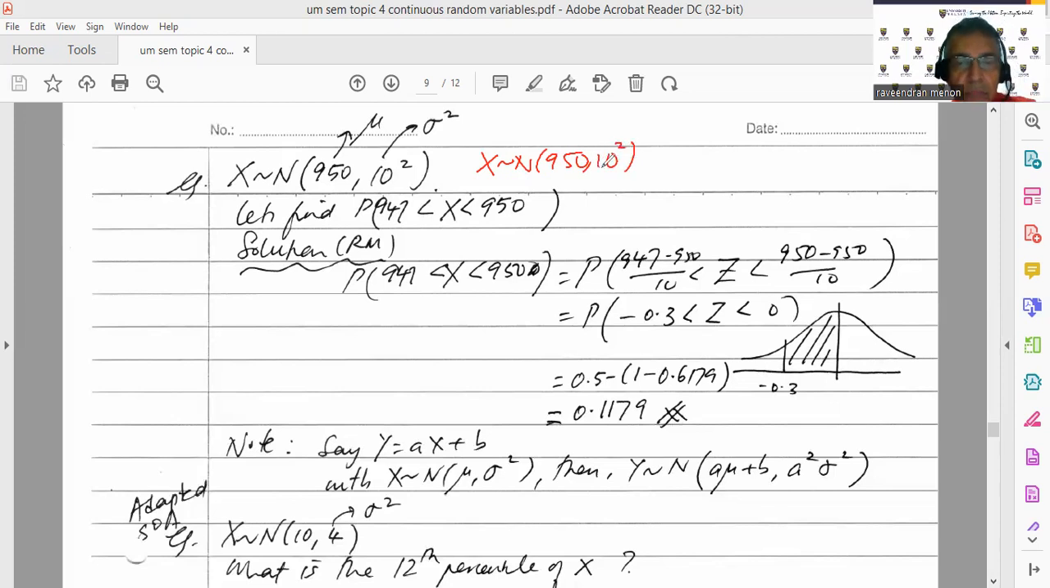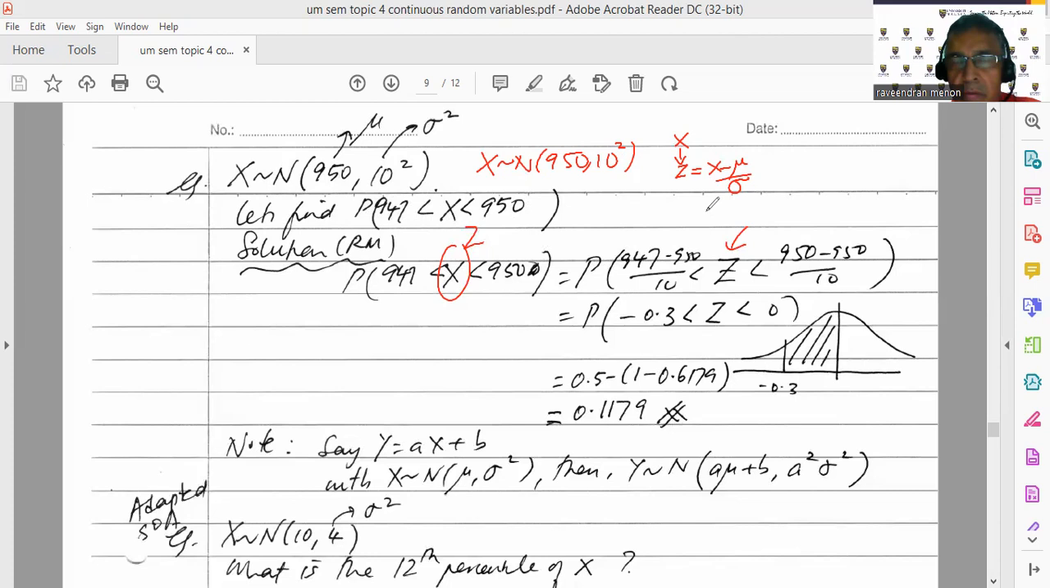Okay, good. You have to find the probability that X lies between 947 and 950. The method remains a pretty standard method when we deal with normal distribution, right? From your X, you need to convert it to a Z using the standardizing procedure, X minus mu over sigma. So that's what I've done here for you, okay? X minus mu over sigma. So this thing has become Z, as you can see here.